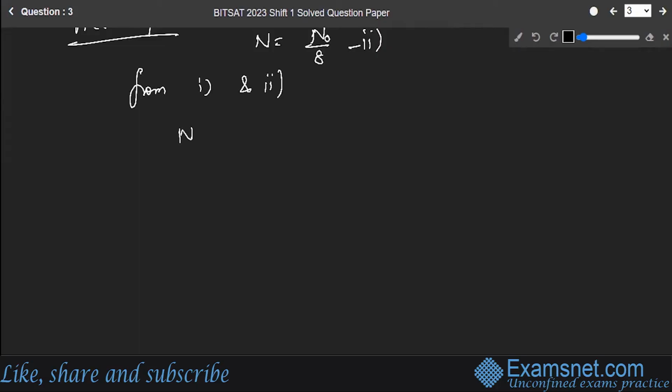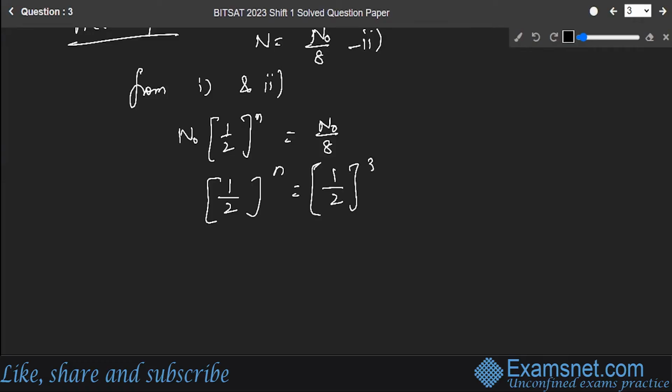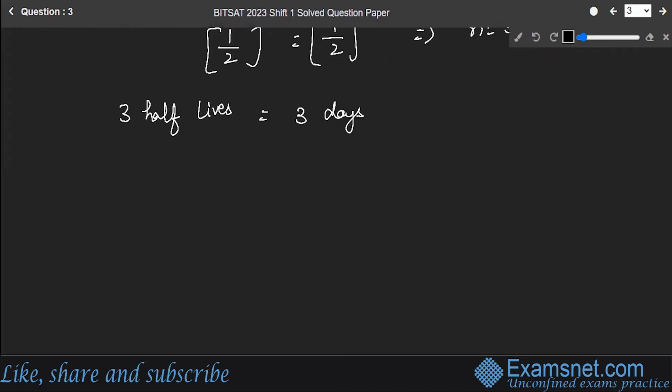From 1 and 2, you have n naught into 1 by 2 raised to power n is equal to n naught upon 8. That is, 1 by 2 raised to power n is equal to 1 by 2 raised to power 3. This gives you n is equal to 3. So that means 3 half-lives in 3 days.